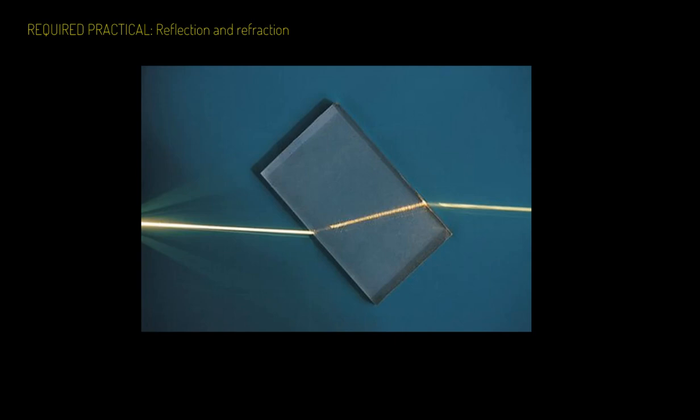So let's talk about this required practical to do with reflection and refraction. Now there are a couple of different ways of doing this. The most common I've seen, you get something like this. You get a glass block, and then you get something like a ray box, or basically anything else that can project a narrow beam of light, and you shoot that into the block like so, and you're going to investigate what happens to the light after that point.